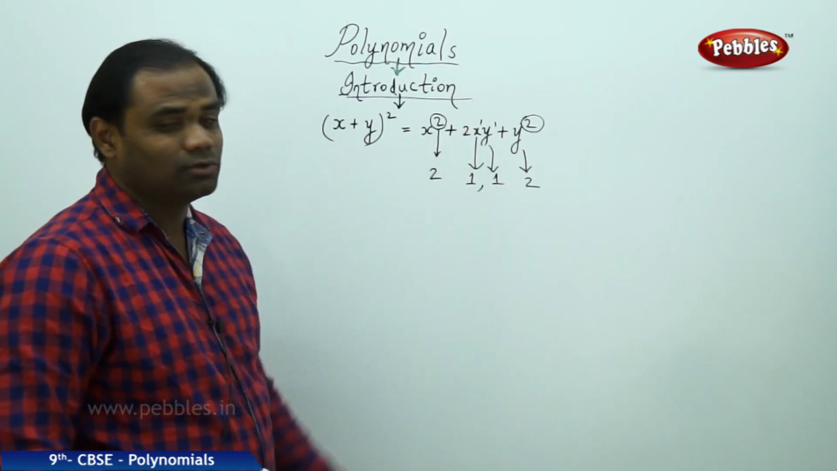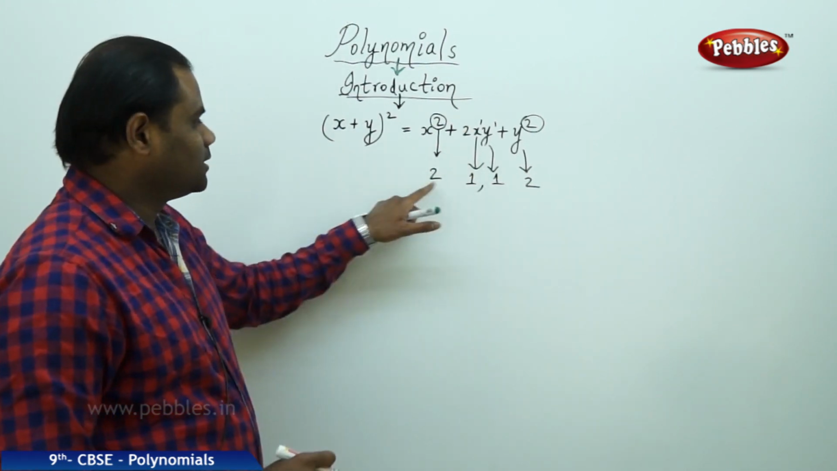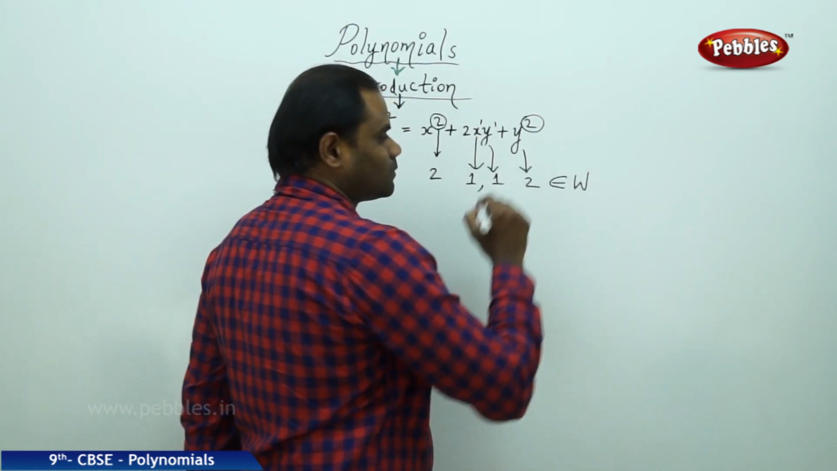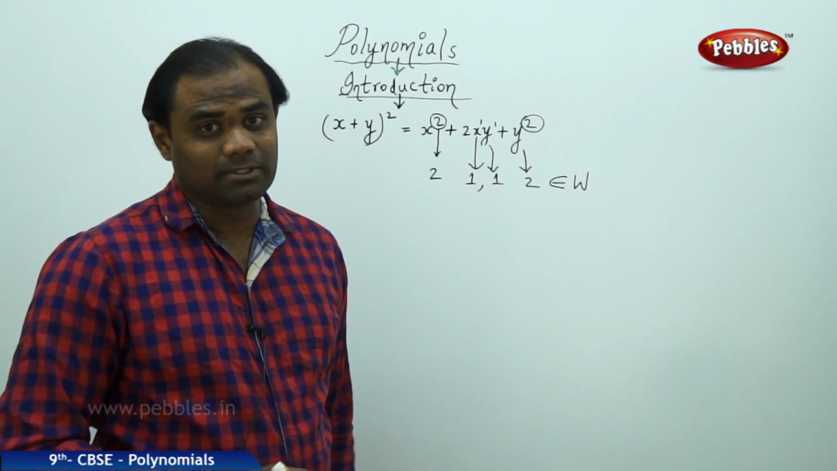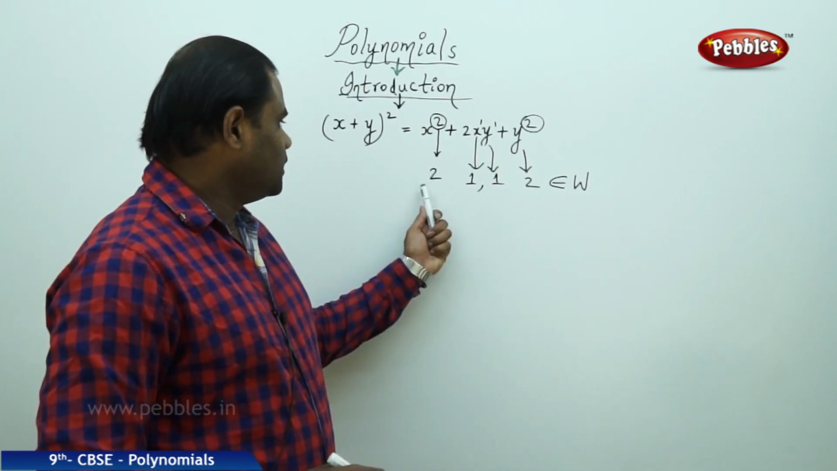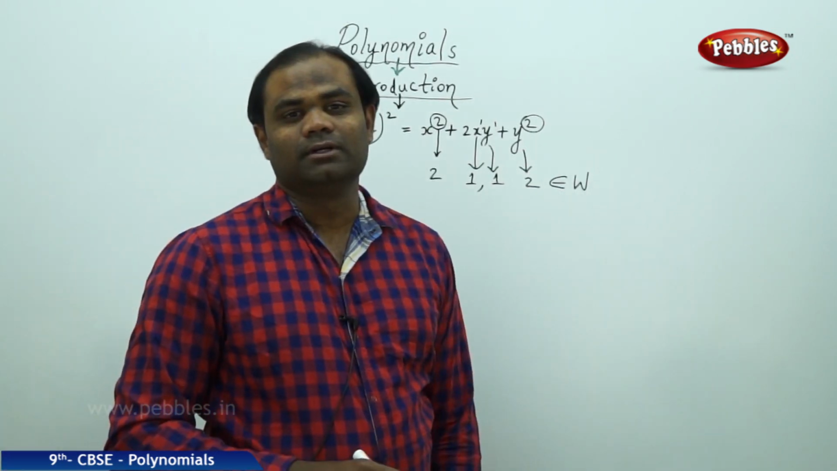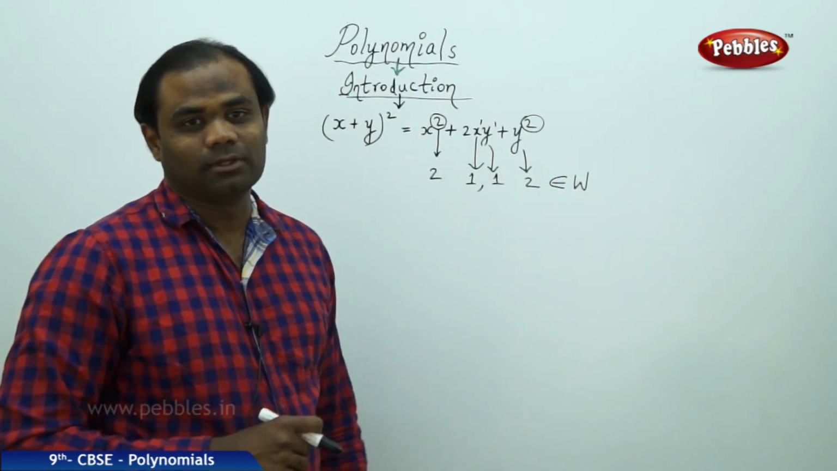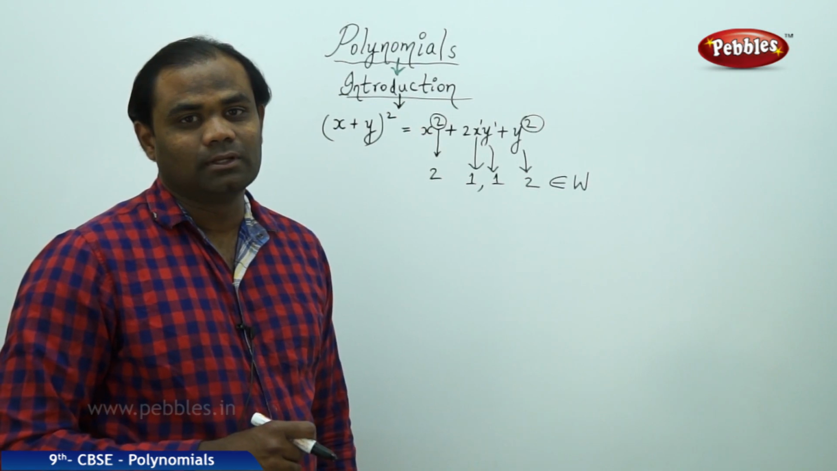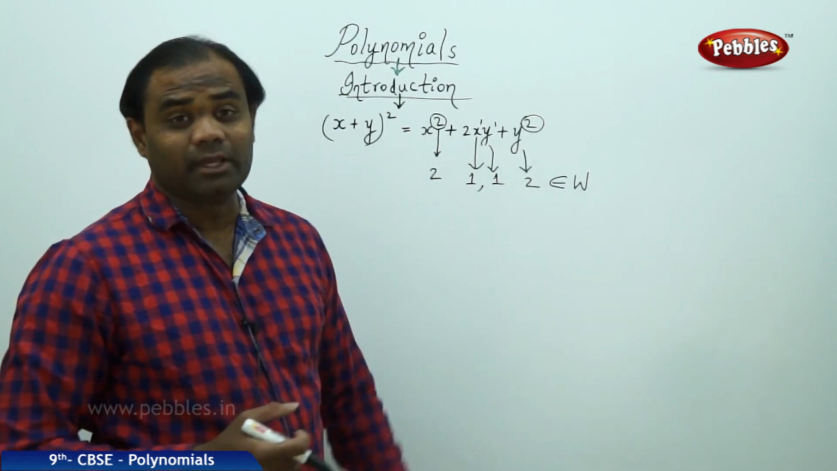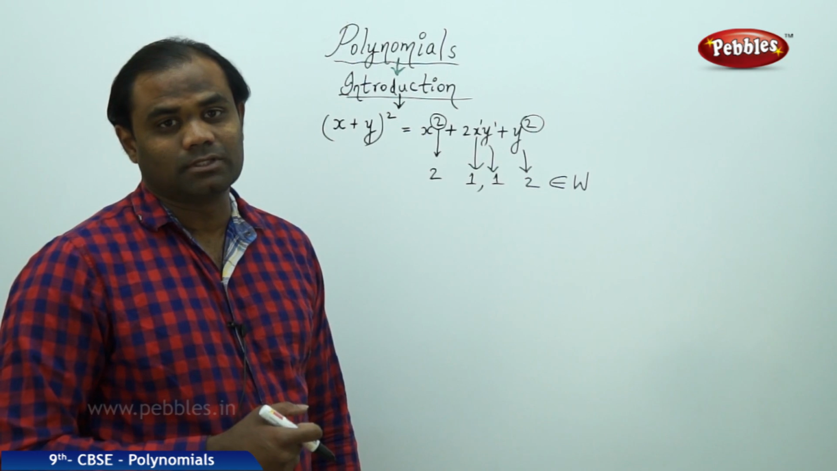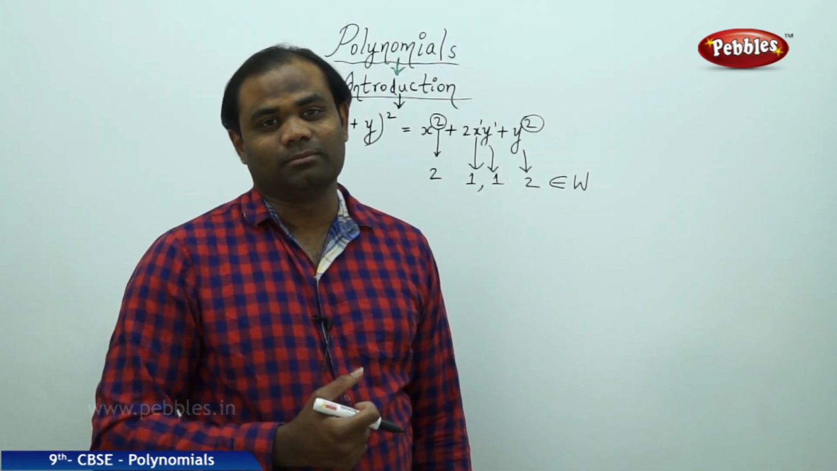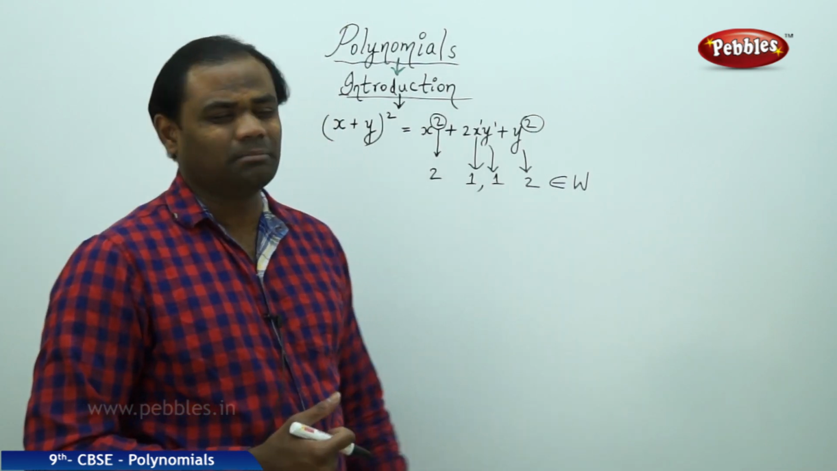For this to be a polynomial, the condition is that each of the powers must be whole numbers, as whole numbers of the real number system. So if all the powers belong to the whole numbers, then that whole expression is called a polynomial. A polynomial with the powers being whole numbers is the basic definition of a polynomial. Let's take one more example.